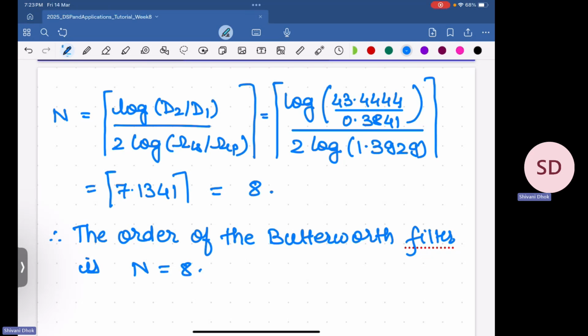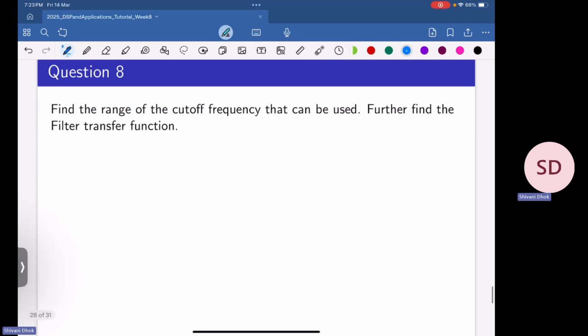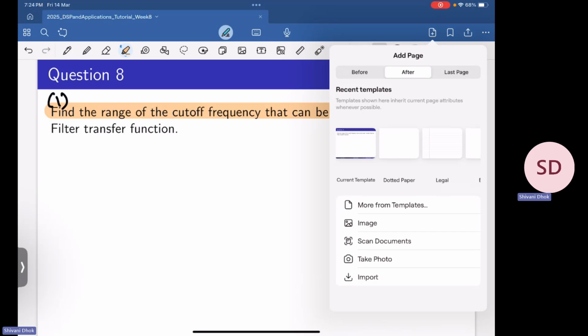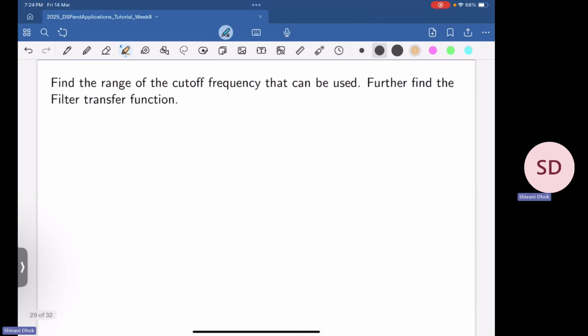If there are no questions, then let me move on to the next question. It has two parts. The first part is to find the range of the cutoff frequency that can be used, and the second part is to find the filter transfer function. So this is the first part and this is the second part. Let us first focus on this part here, and after that, we'll focus on finding the filter transfer function.